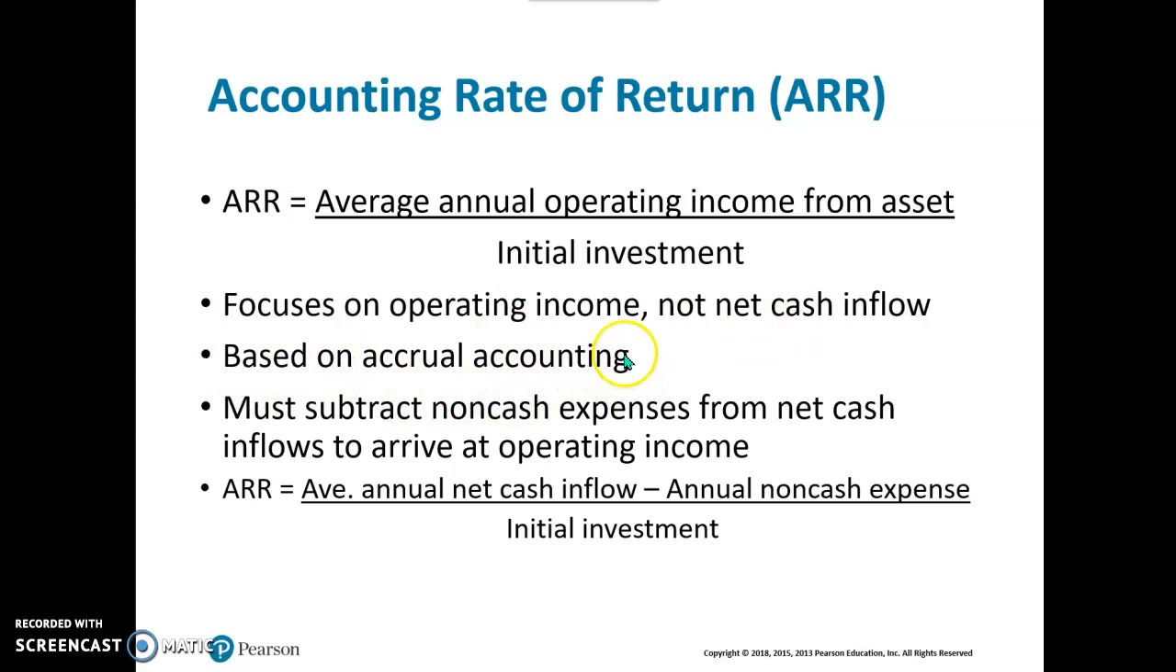It's based on accrual accounting, so you know that if you look at an income statement, you're looking at an accrual-based statement, all right? That's not cash. However, it does subtract non-cash expenses from net cash inflows to get an operating income. So what we do generally is subtract depreciation. So the formula for it is the average annual net cash inflow minus the annual non-cash expense divided by the initial investment. Okay?